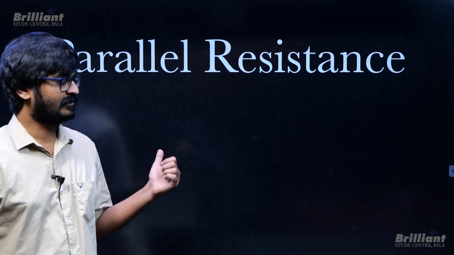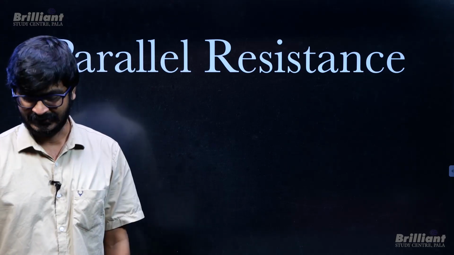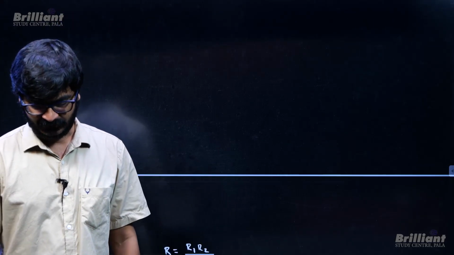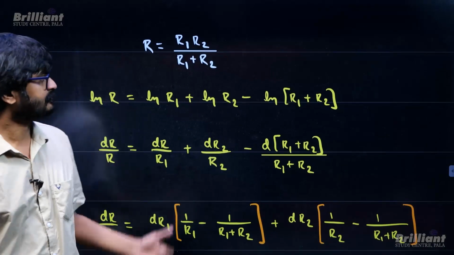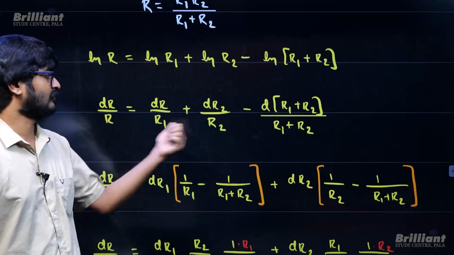Hi kids, now we'll be going with this very regular question of how to calculate error if two resistors are connected in parallel. Anyway, you know the equivalent resistance will be of this form. So you'll be taking logarithm and differentiating on both sides.